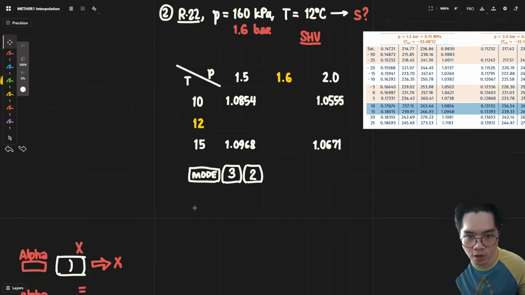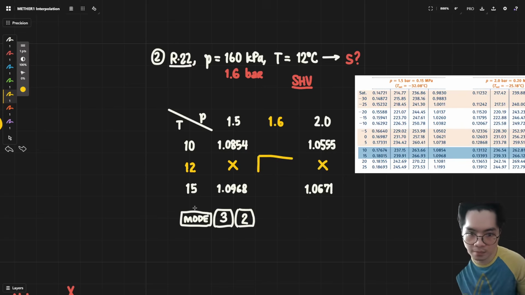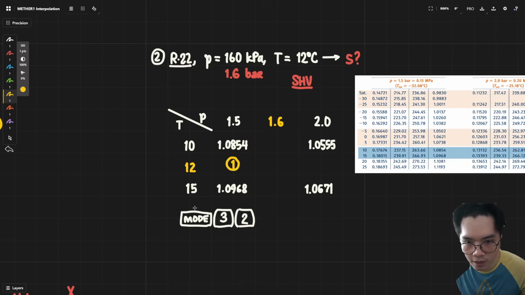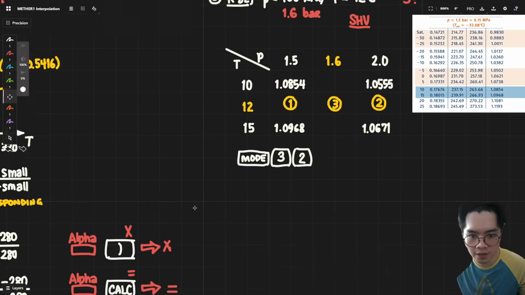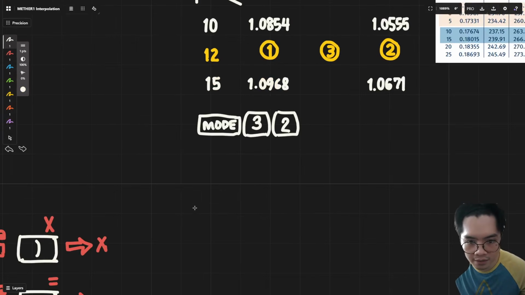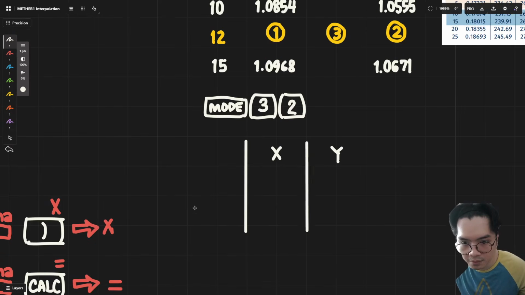So for the first one, I want to just get the values of this and this for me to get this value in the middle. So let's start with this one. I will label it number 1, number 2, and then number 3. Okay, let's start with this table. I will try and copy paste this table 3 times.